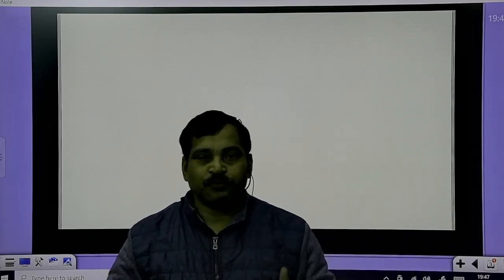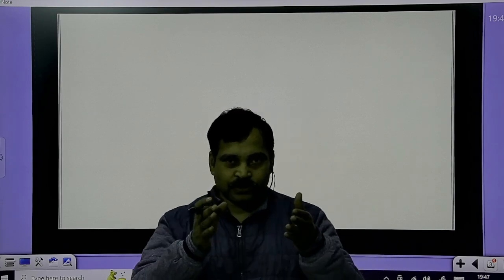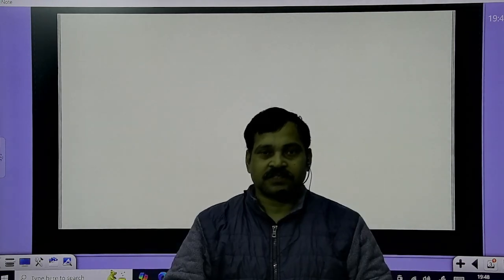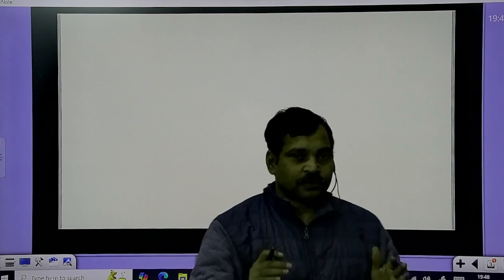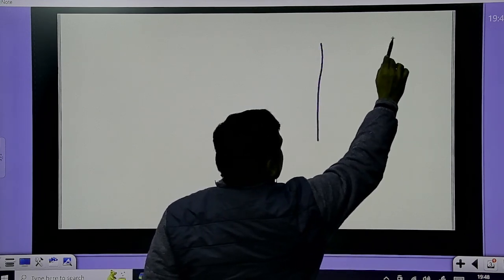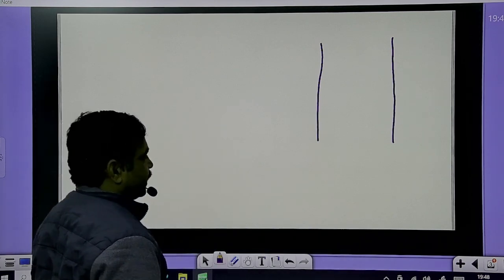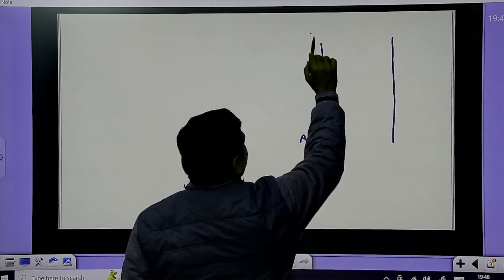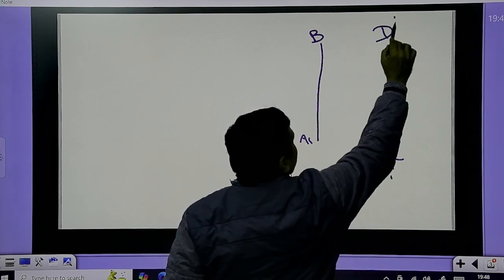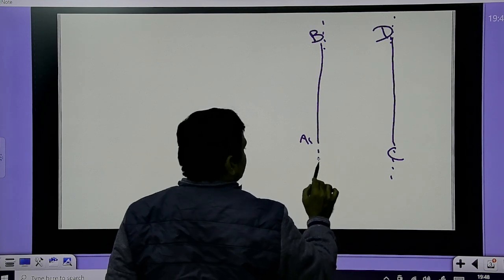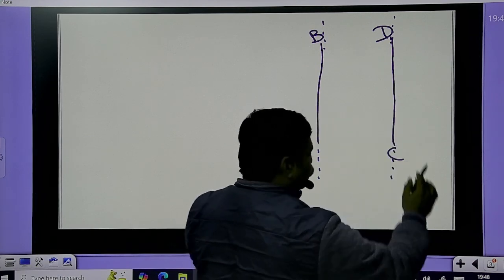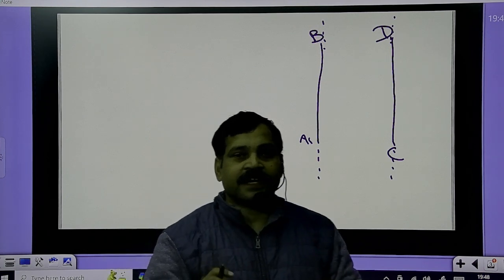Hi students, today we will discuss the force acting between two infinite length conductors carrying current. Suppose we consider two conductors carrying current. Suppose this is AB and this is CD. The length of the conductors is infinite. Now we have to find out the force between these two parallel conductors carrying current.